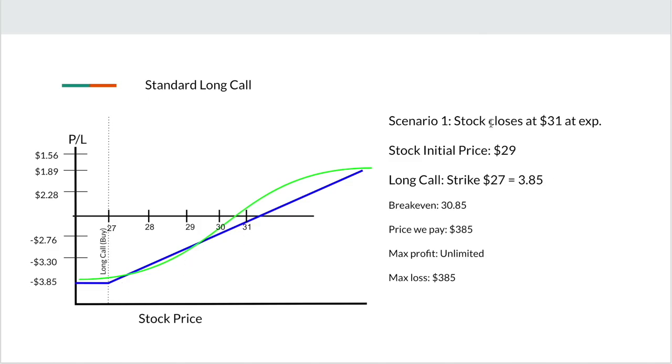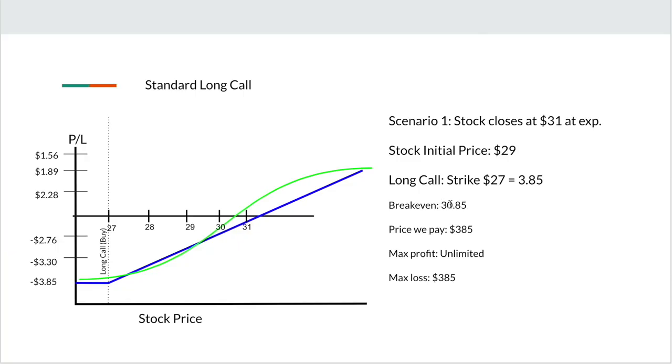So bear with me. Let's go over that again. You bought a strike price at $27. The stock was already at 29, and so you were in the money when you bought that long call. You paid 3.85 for that contract, or 385 because you multiply that by 100. Your break-even point, the way you calculate that is you're going to add 3.85 to the strike price. So that equals $30.85. So at expiration, when the day comes, your break-even point is $30.85.